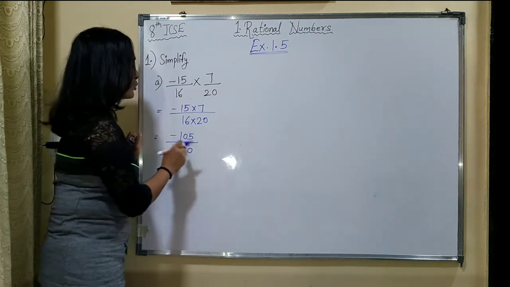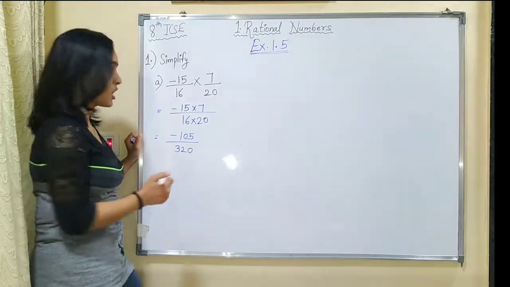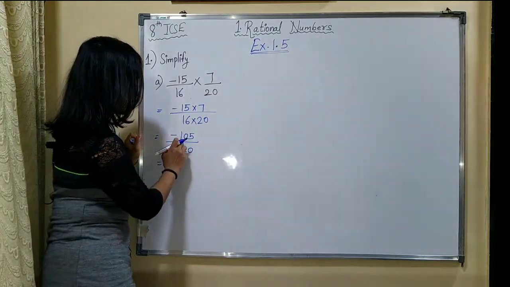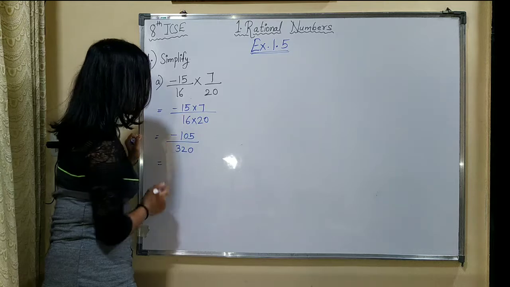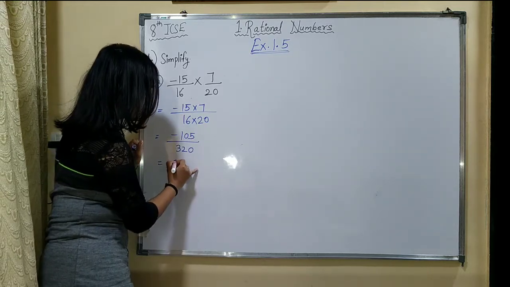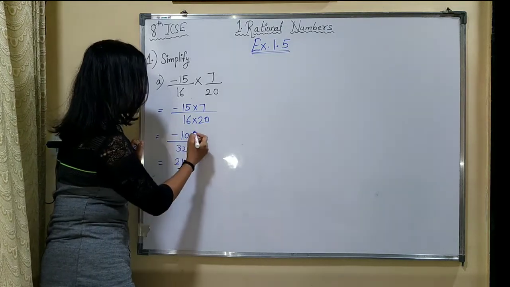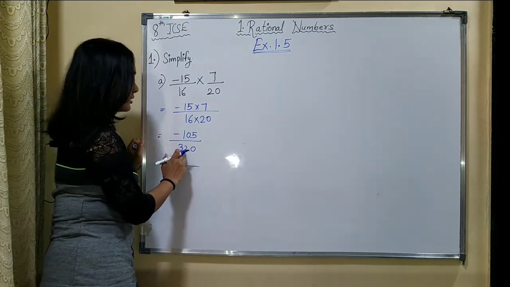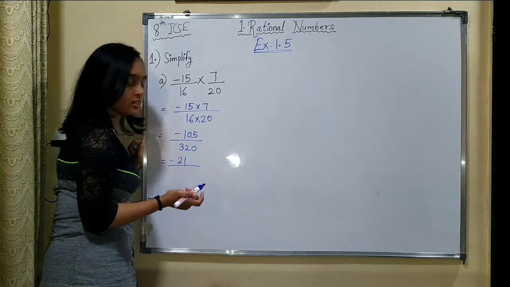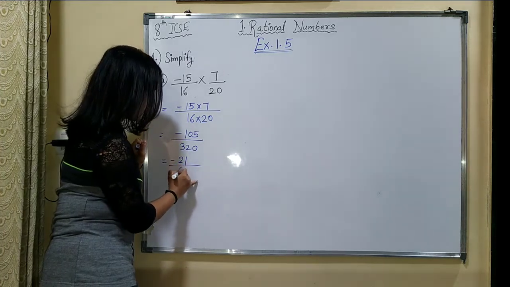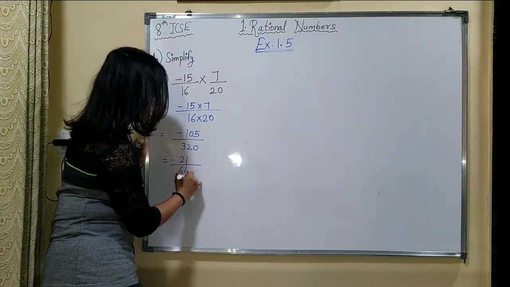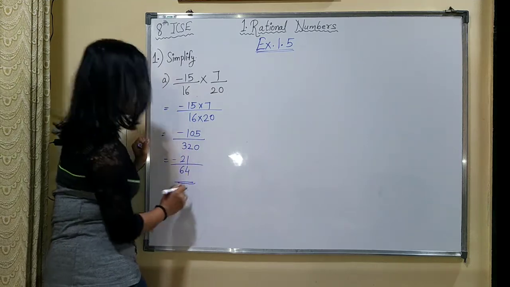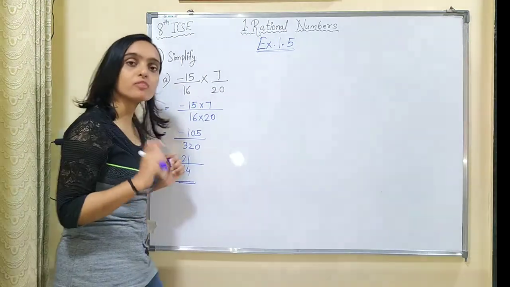Okay. So now you can divide it by 5. Dividing 105 by 5 will give you 21, and 320 divided by 5 will give you 64. So minus 21 upon 64 will be your final answer.